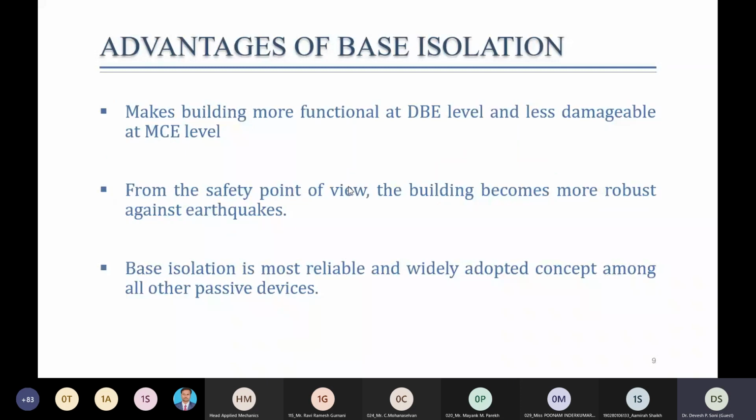Next, advantages of base isolation. Okay, see, the base isolation makes the building more functional at design basis earthquake level and less damageable at maximum considered earthquake. You know, DBE has 5% probability of occurrence, and MCE has 2% probability of occurrence. Then, from a safety point of view, the building becomes more robust against earthquake. So this is another advantage. And the last important one, base isolation is the most reliable and widely adopted concept among all other passive devices. So these are the three main advantages apart from several other advantages of the base isolation system.